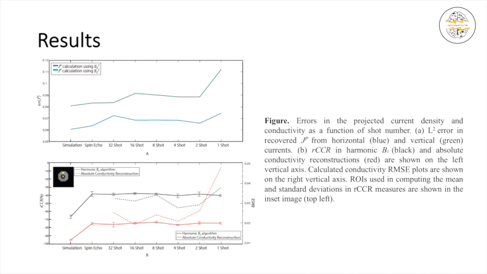maximal overall errors in one-shot images were only 5% larger than those gathered using spin echo sequences. Ultimately, relative contrast errors in conductivity reconstruction algorithms were similar, whether imaging time was 128 seconds for spin echo or 2 seconds for one-shot.